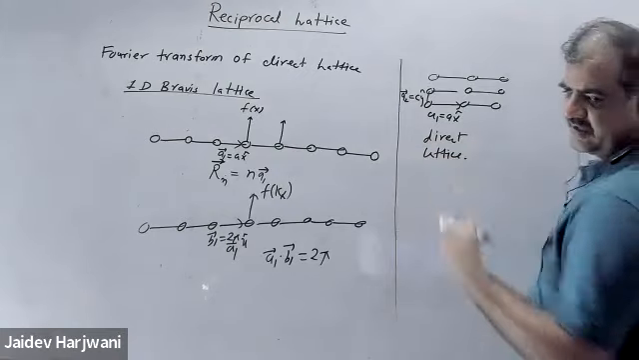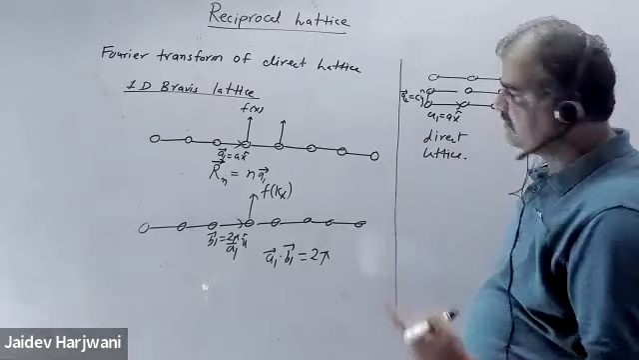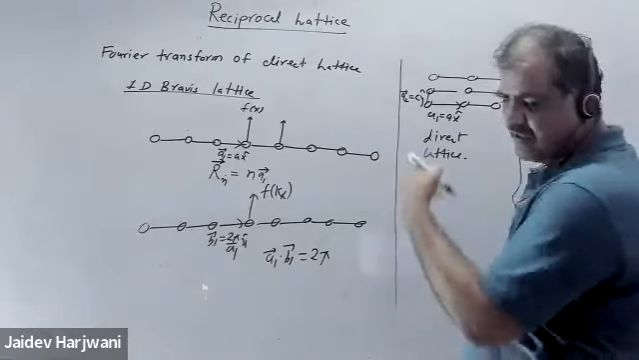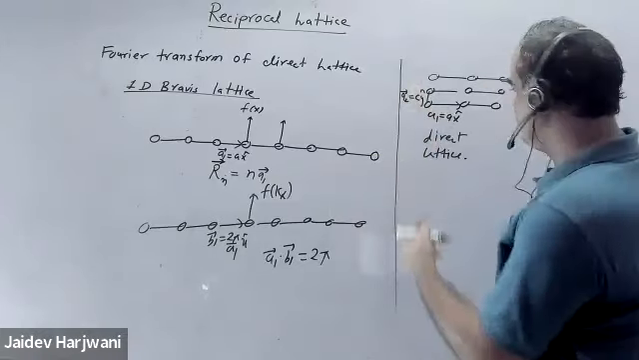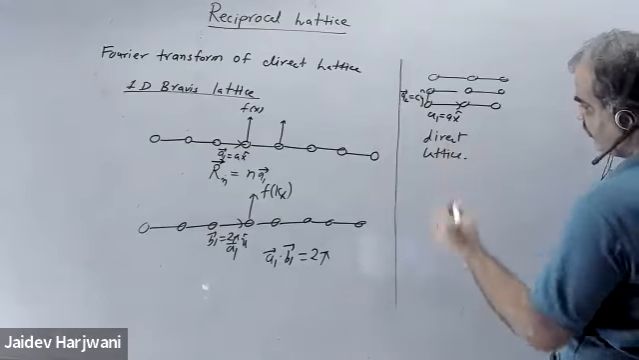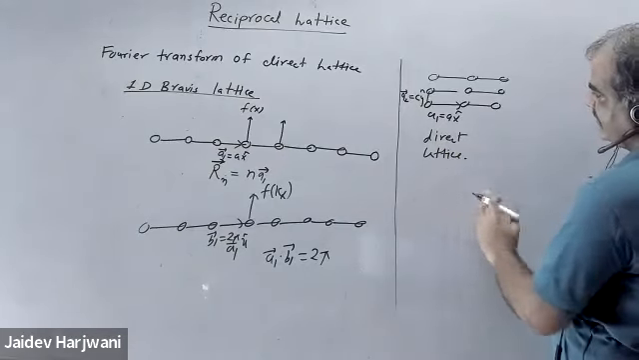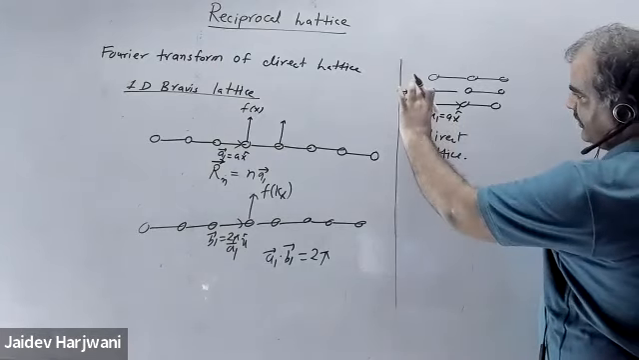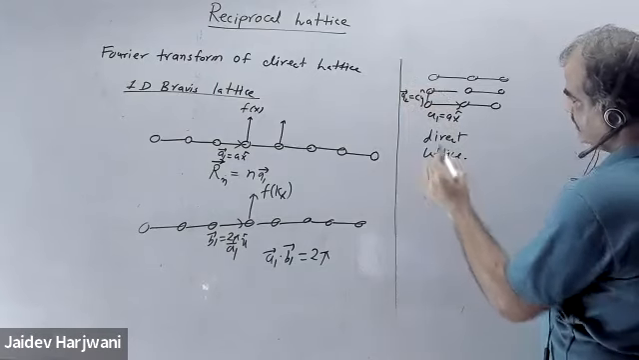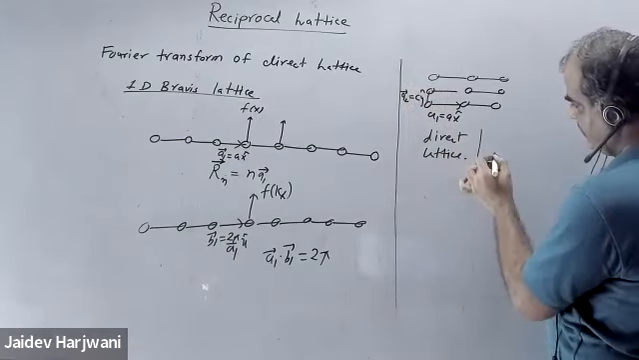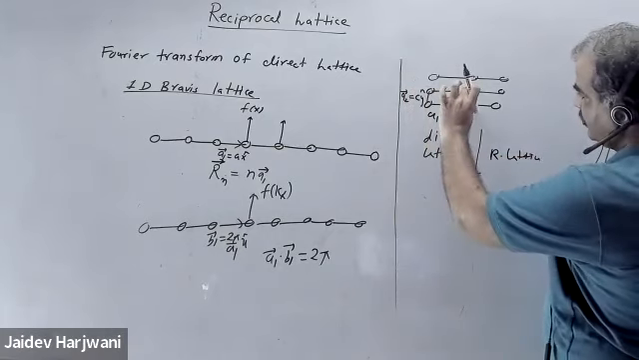What we have done for the 1D lattice, the same we can prove: the reciprocal lattice of a 2-dimensional lattice is also a 2-dimensional lattice, only the dimensions change. If I want to draw the reciprocal lattice, the direction will change. Since a1 is larger and a2 is smaller, b1 will become smaller and b2 will become larger. So in the reciprocal lattice, the distance that is small becomes large.